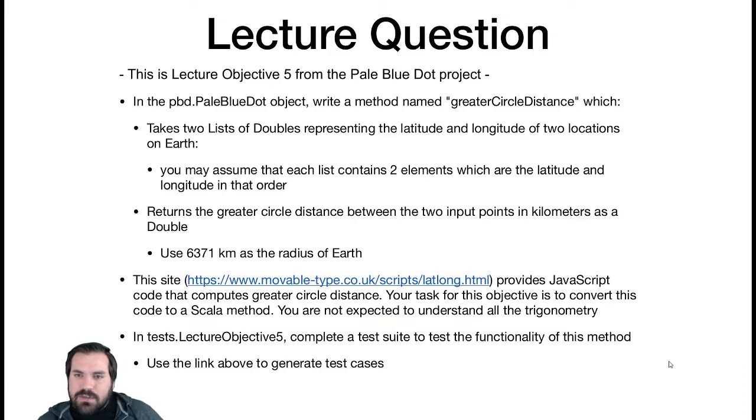Is that distance along a sphere or straight line distance? It's a chord on a sphere. Using that equation. And that site has more resources, and you can look up great circle distance and get more information about it if you're curious. But that's not required. Just translate that JavaScript to Scala. Generate your test cases using that online tool. And that's generating our test cases.